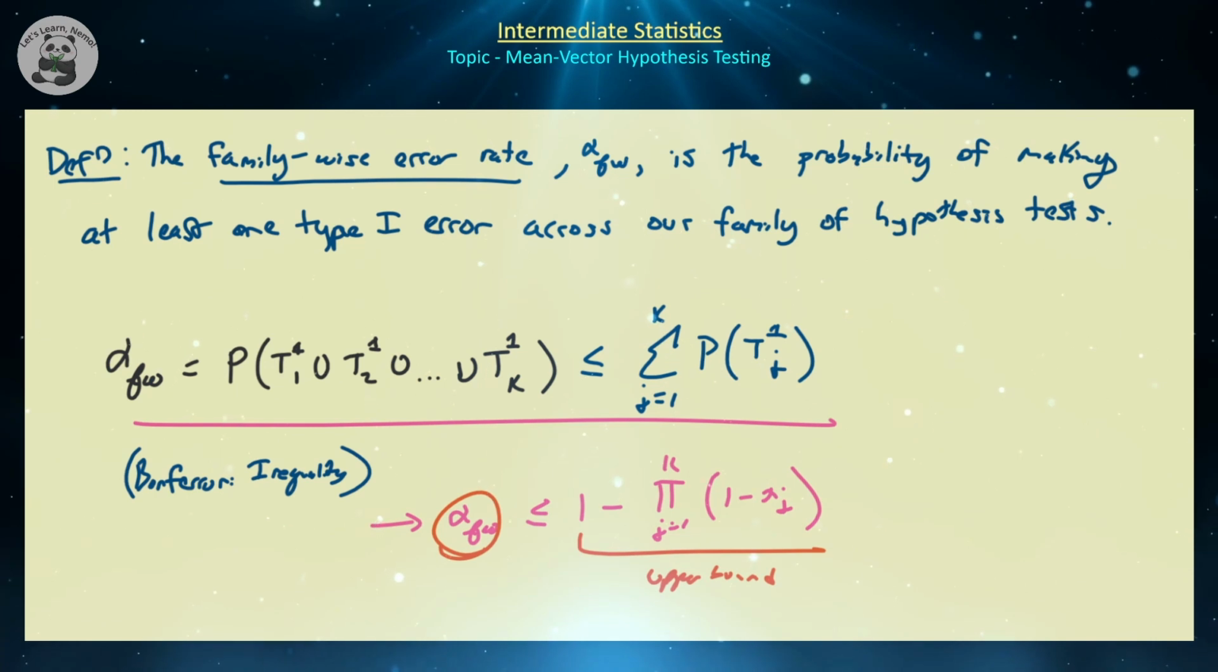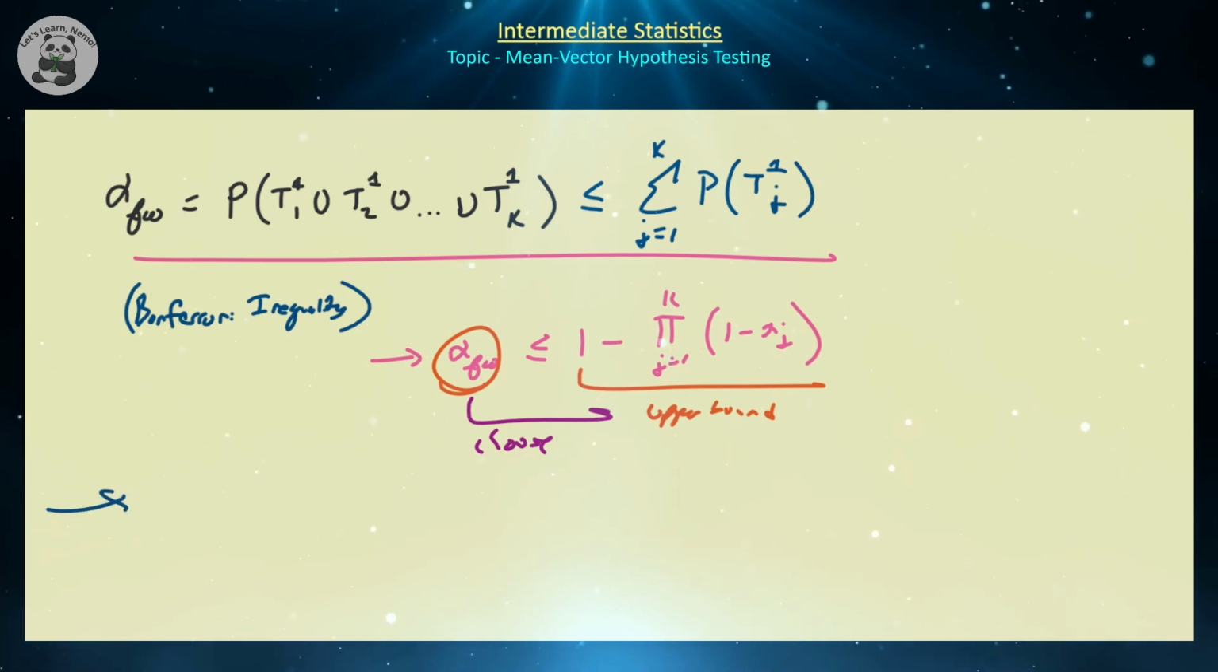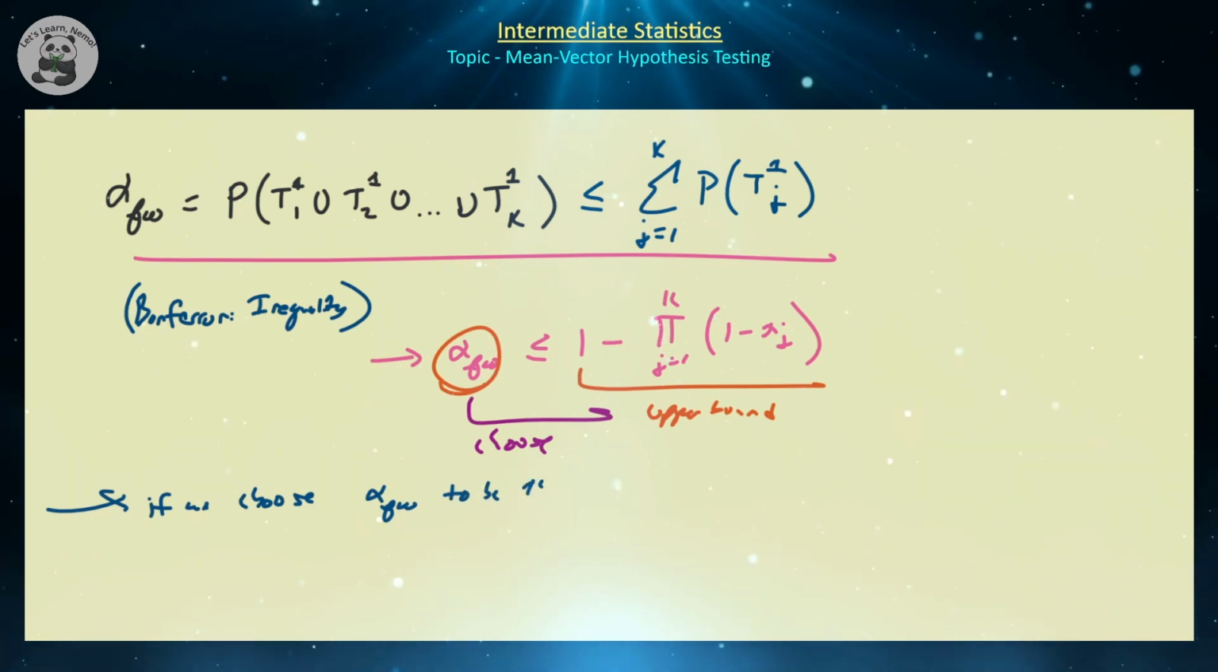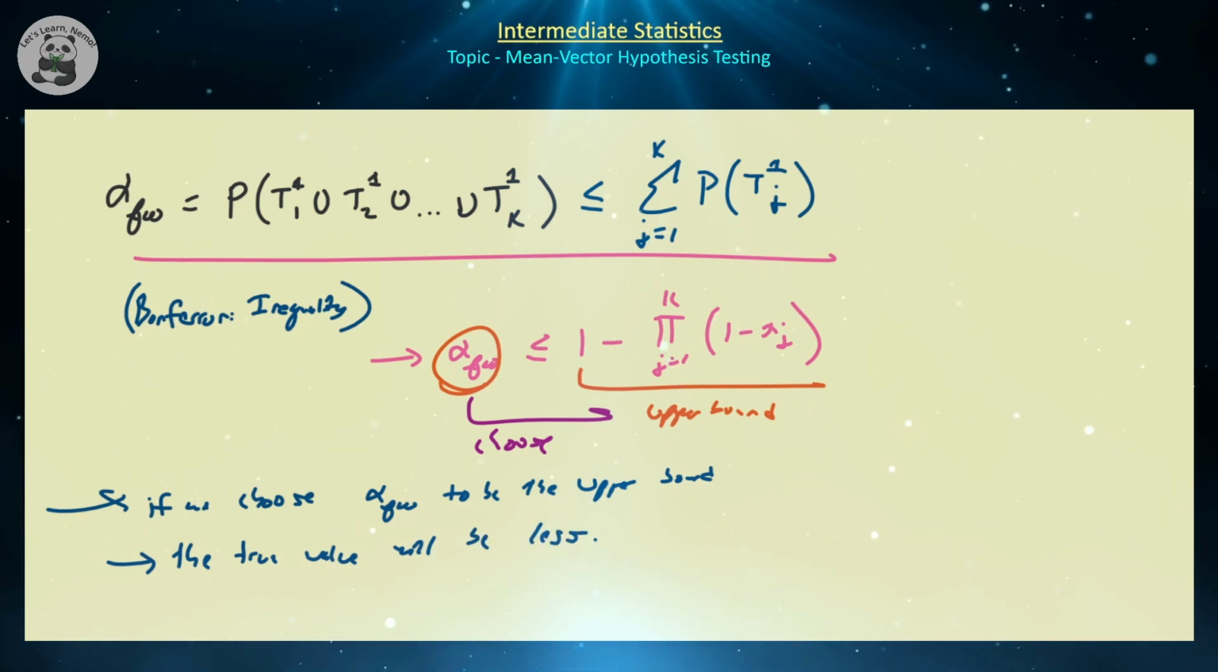So if we have an upper bound, we can actually just choose our family-wise error rate to be the upper bound of this inequality. Because if we choose our alpha FW to be the upper bound, the true value will be less than we're actually saying it is, right?